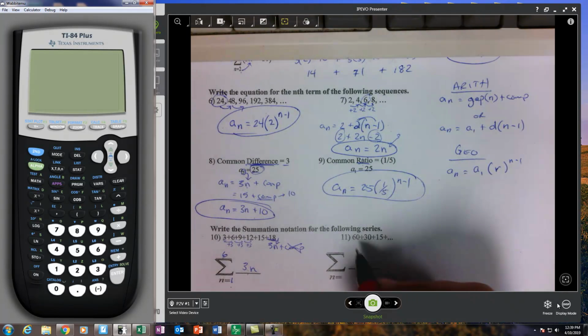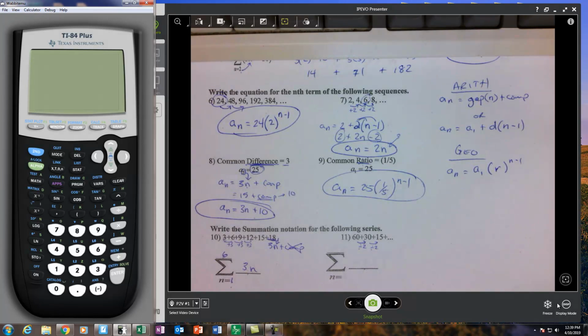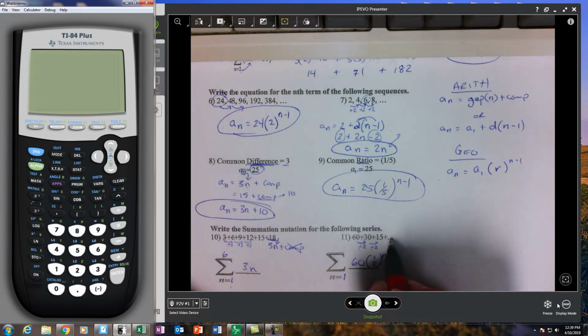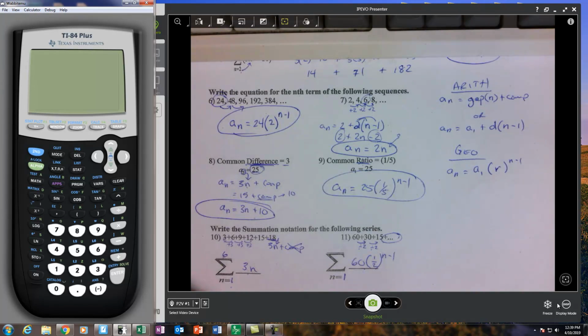11, same idea here, but it's division by 2, division by 2. So this is a geometric, which is the first term, 60, times the ratio. Well, I'm dividing by 2, but that's the same as multiplying by 1/2 to the n minus 1. Again, when we build this, we assume it goes from n equals 1 to however far out we're going. This only has 3 numbers, but then it has that ellipses, which means goes forever. That tells me that I'm looking at an infinite series.